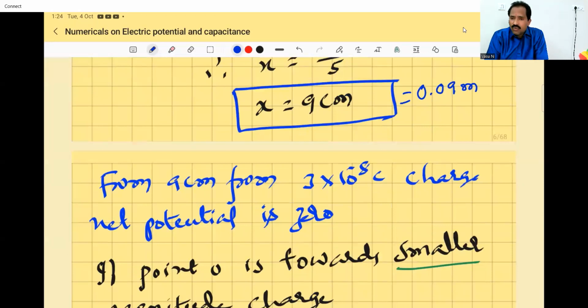So this is case 1. See, we got the answer at distance of 9 centimeter from Q1, net potential is 0.